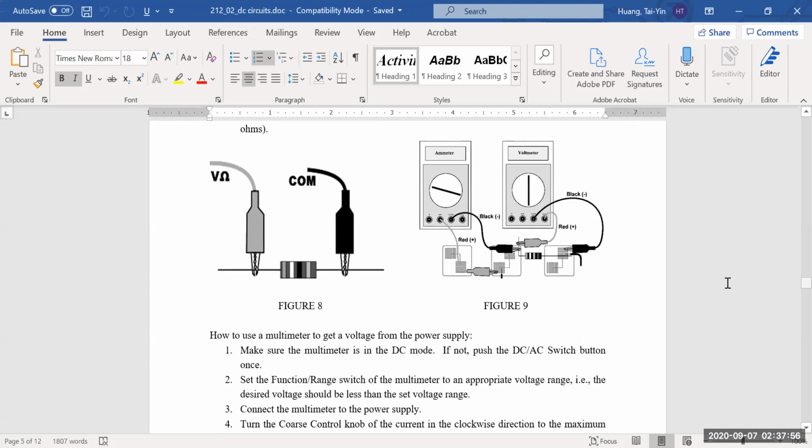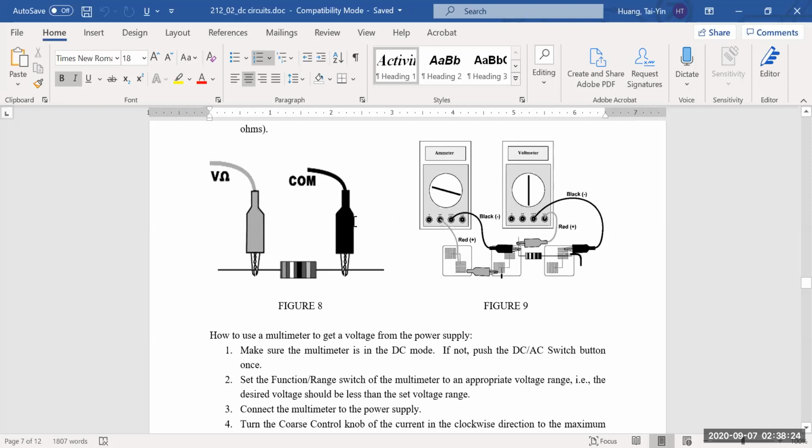Like I said, in order to measure voltage or resistance, you will use a voltmeter, and you have two leads. Each lead has banana jacks that clip onto the alligator clips, which clip onto the leads of the resistors. So this will give you the reading.